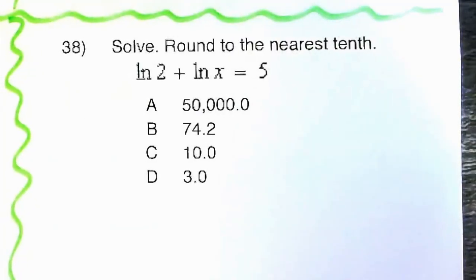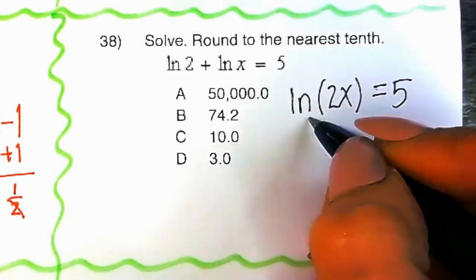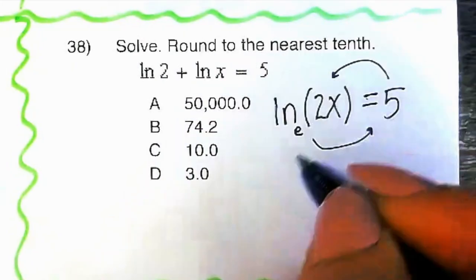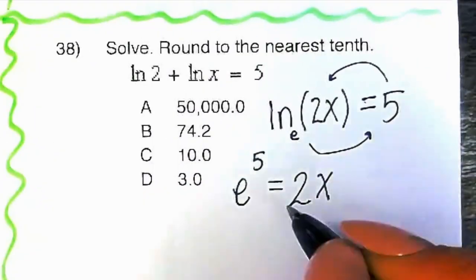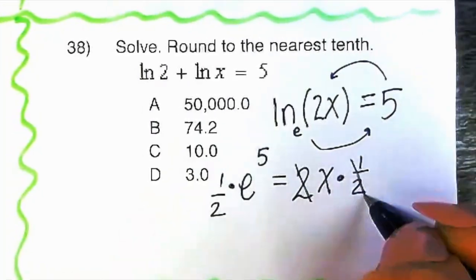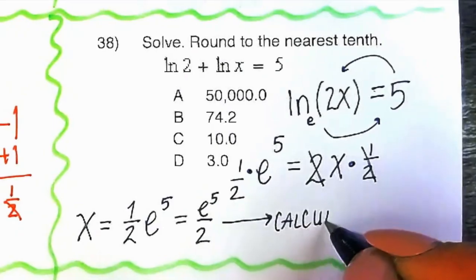ln of 2 plus ln of x, we can rewrite as ln 2x using the product property. Now that we have the log of something equals a number, we can change this from logarithmic form to exponential form. E to the 5th equals 2x, divide both sides by 2, and then employ your calculator to get the decimal solution.